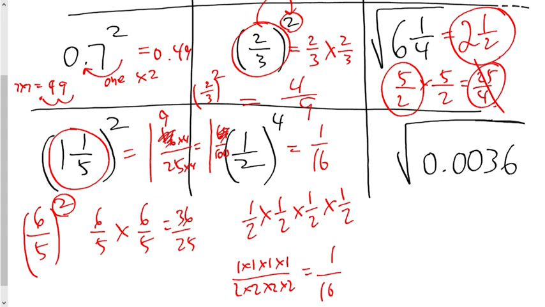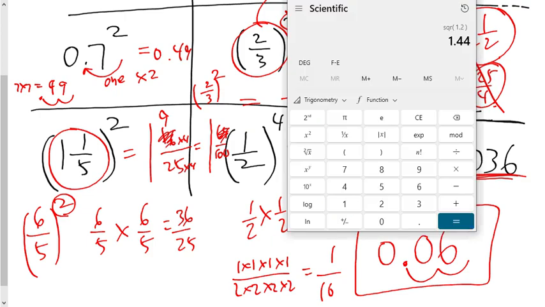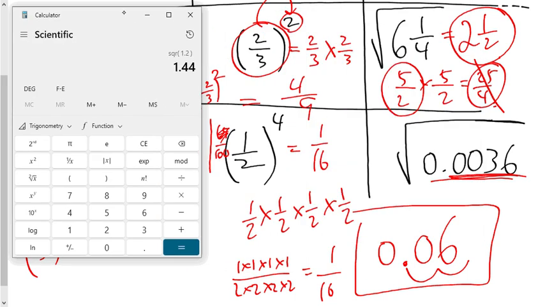Drop your decimals. What is the square root if I drop my decimals? 6. How many significant decimal places do I have? I have 4 here, don't I? So in my answer, how many do I need? 2. I got to cut it in half. 1, 2. .06 is your answer. Double check your work with a calculator just to see if my brain is braining. Decimal 0036. Square root. Hallelujah.